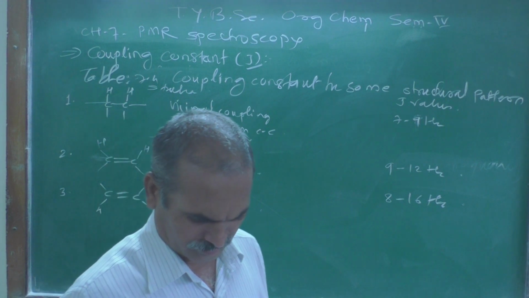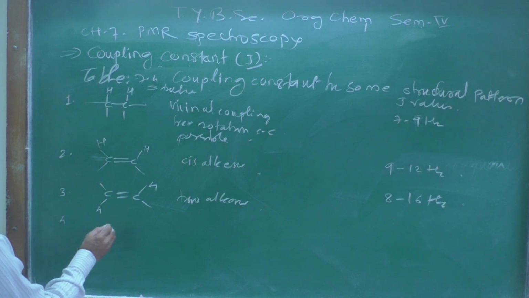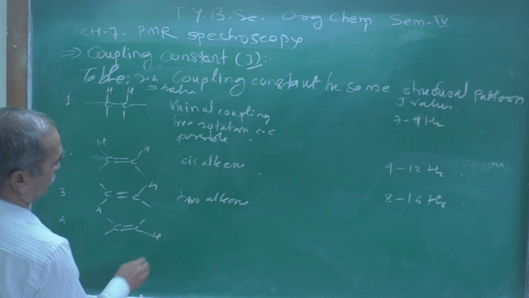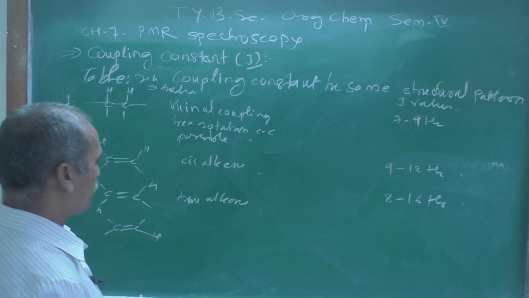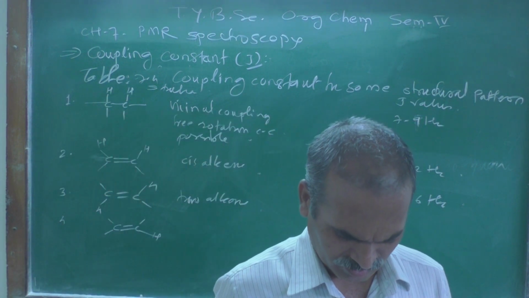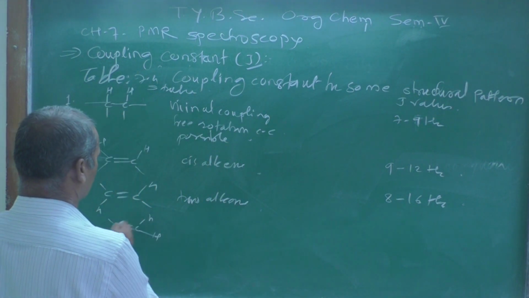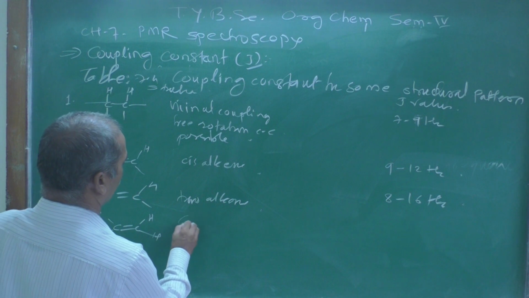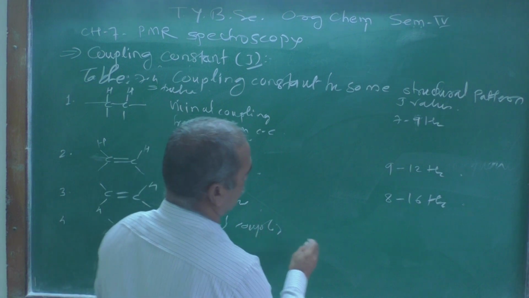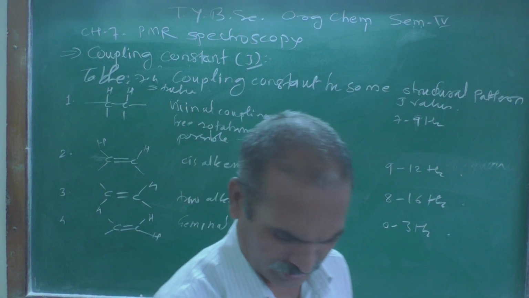Then suppose this fourth one, we have a compound like this, carbon double bond, here is H. This type of coupling is generally known as geminal coupling. If geminal H, H coupling is there, it is found to be 0 to 3 hertz.